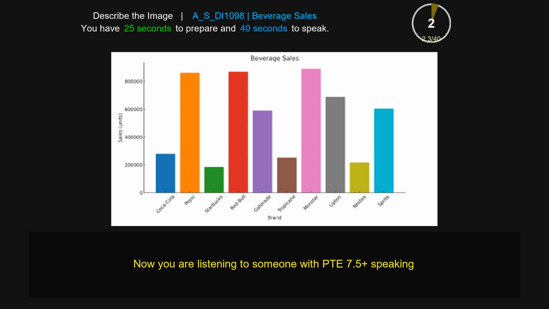This bar graph represents the total number of sales for different beverages, including Pepsi, Starbucks, and Red Bull. First, similarly, Pepsi, Red Bull, and Monster had the highest beverage sales of more than 800,000 units sold each. This was followed by Lipton with 600,000 units sold. On the other hand, Starbucks ranks the lowest, having only 200,000 units sold. In conclusion, the beverage sales across different beverage brands vary significantly.